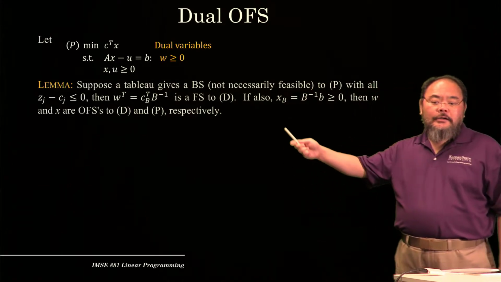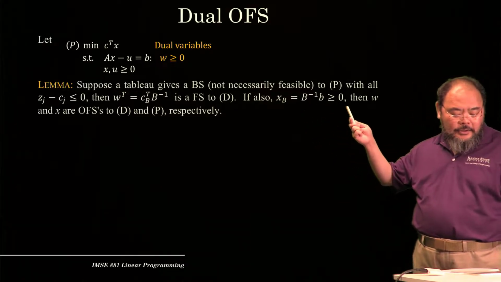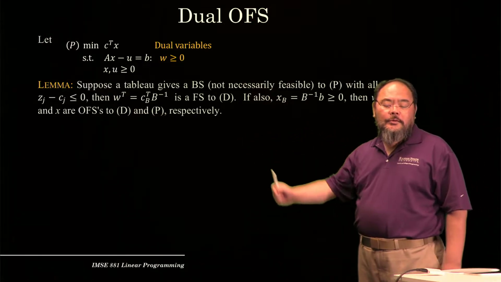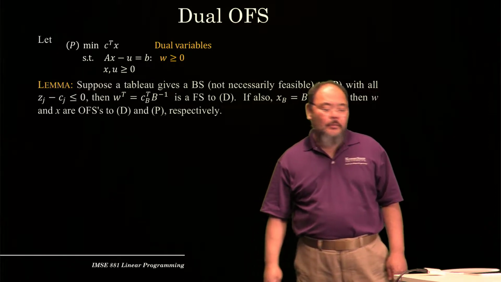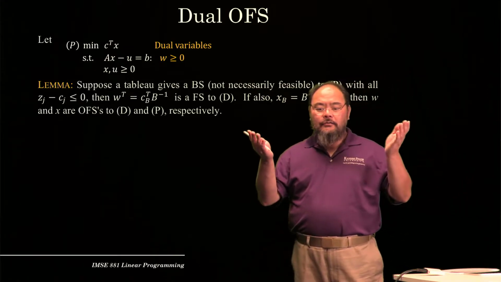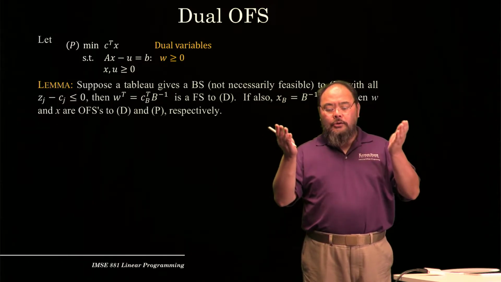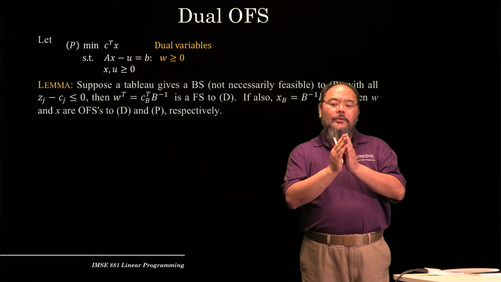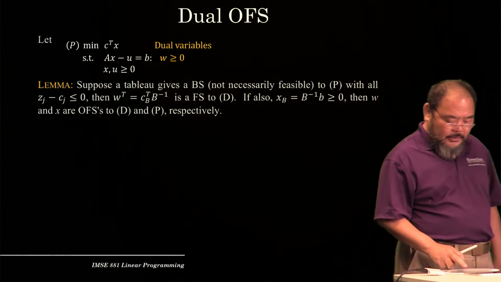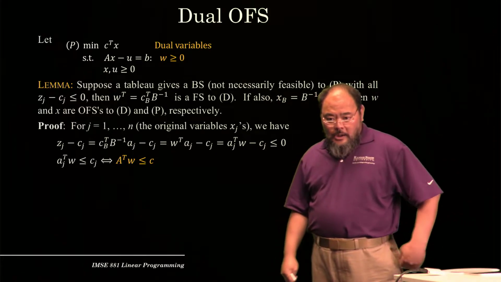Also, looking at the primal, xb equals b inverse times the right-hand side b, which is greater than or equal to 0. Then omega and x are optimal feasible solutions for the dual and primal problems respectively. So once we reach primal feasibility and dual feasibility at the same time, it doesn't matter whether in the primal simplex method or the dual simplex method, once both are feasible for their corresponding problems, then we have the optimal solution. That's the lemma. That's all about it. Let's discuss how this happened.